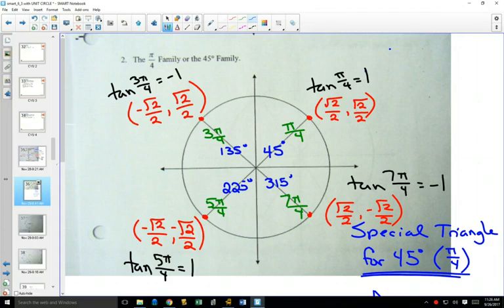So now we can do some mental math. This is the fun part. You can now say, well, what is sine of 135 degrees? Root 2 over 2. Okay, Peter, pick someone for cos of 7 pi over 4.